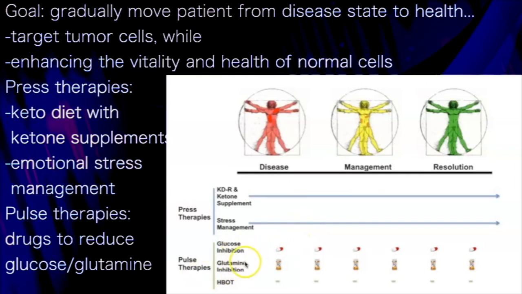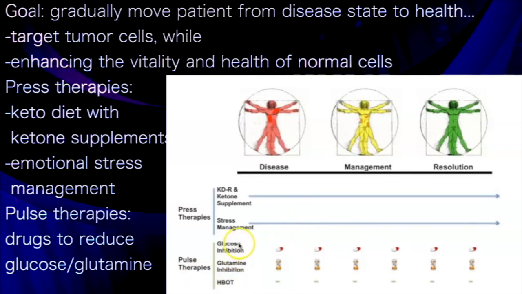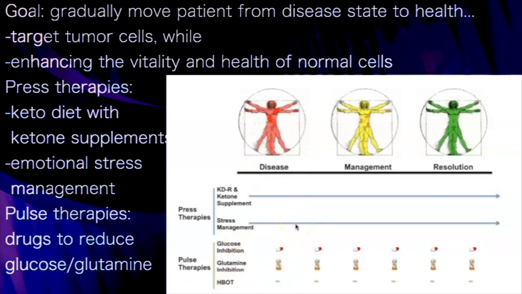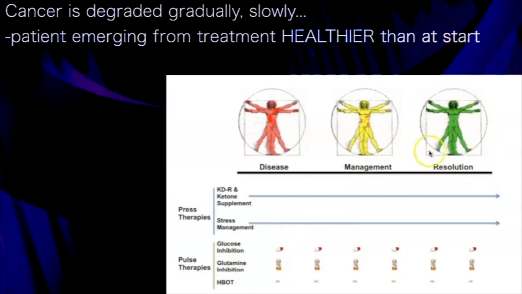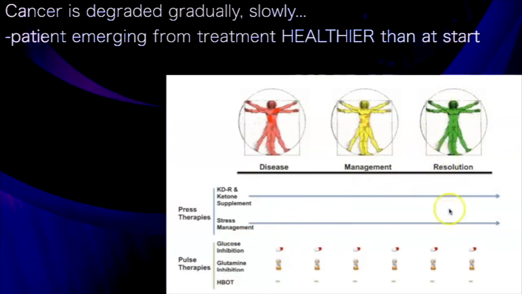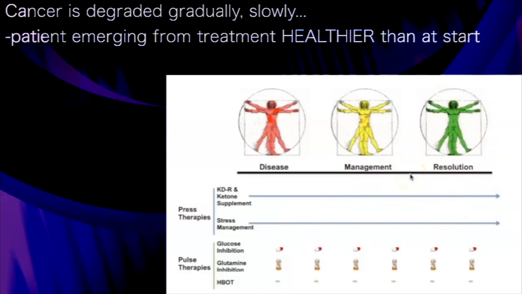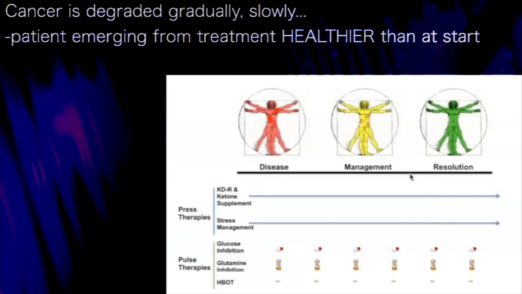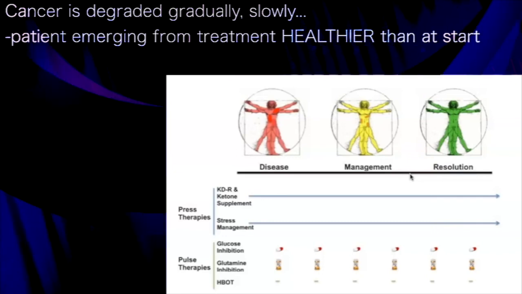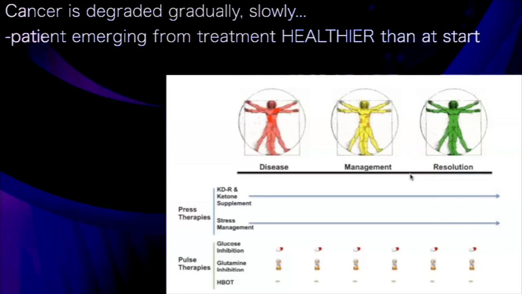And then we use certain drugs and procedures that work to target availability of glucose and glutamine, working together with the press therapy. And gradually the cancer is degraded slowly, and the patient will emerge from the treatment healthier than when they started. The key goal here is to degrade and kill tumor cells without harming the body and even enhancing the health and vitality of the overall body.